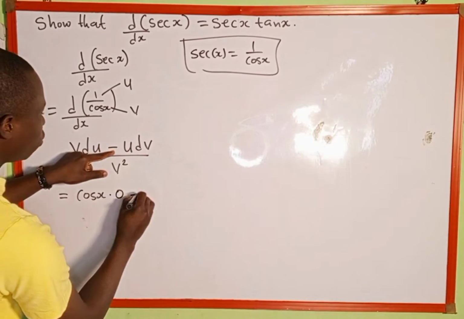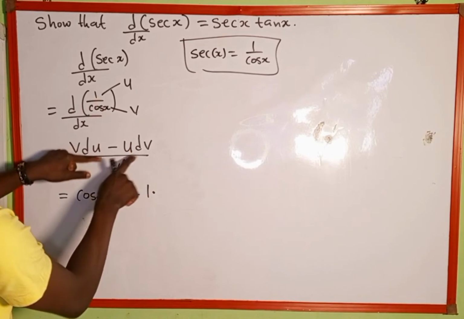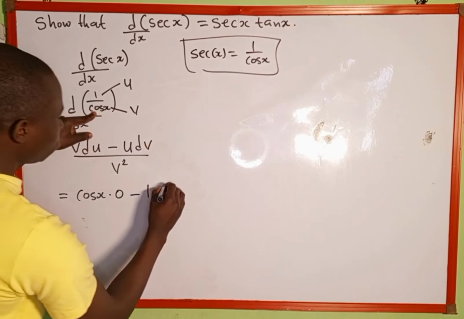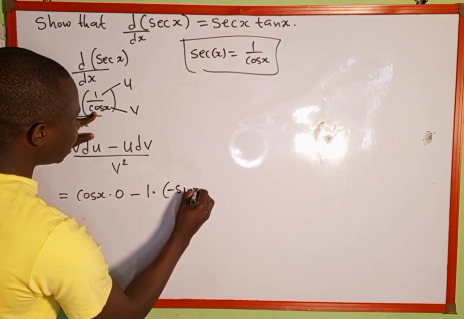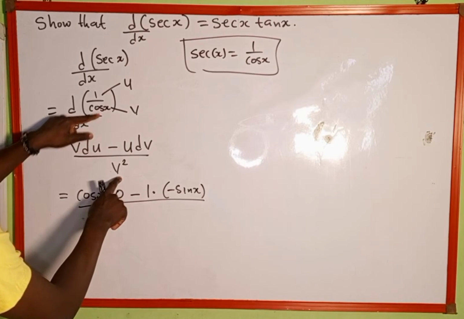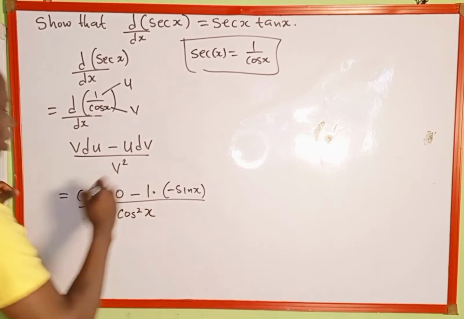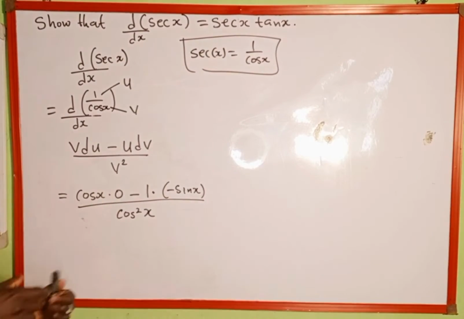Then minus, what is our u? Our u is 1, multiplied by dv. The derivative of cos x is going to give us minus sine x. Then everything all over v squared, and v is cos x. So cos x squared is the same as cosine square x.